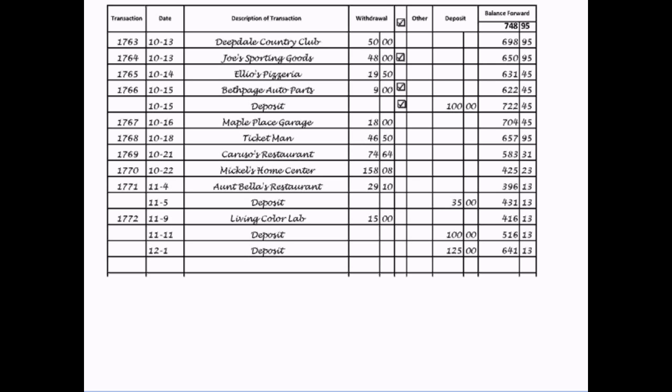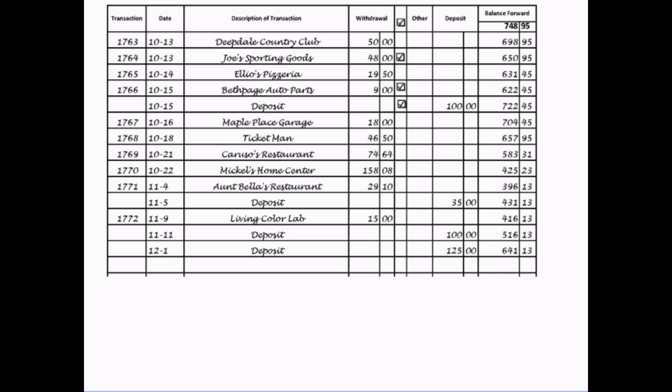You have your descriptions, the money coming out of the account, the money going into the account, and then the running total. Now you'll notice there are a couple of check marks here. These things have already cleared, so we don't have to account for them. Those are from the last statement. They were taken care of already.